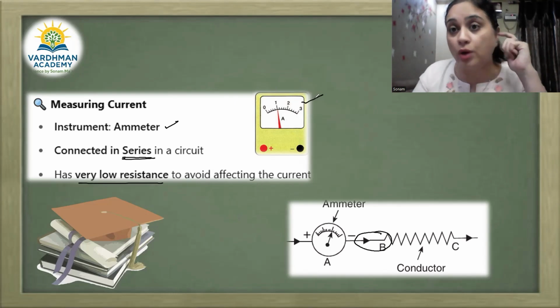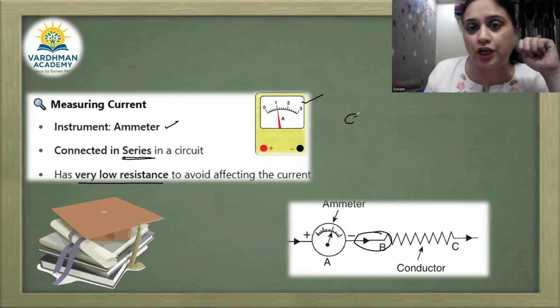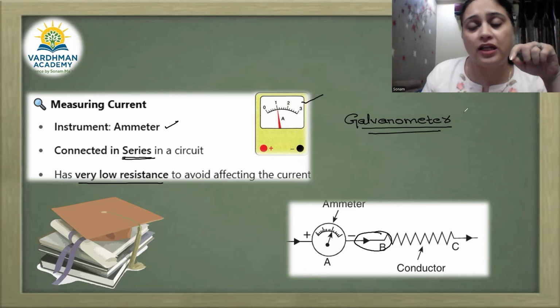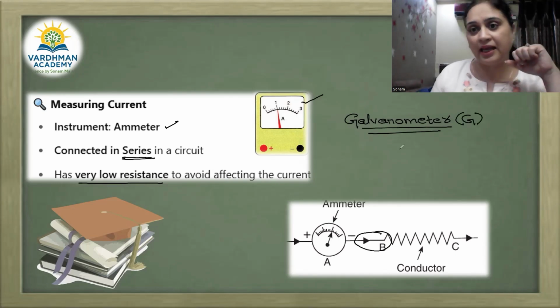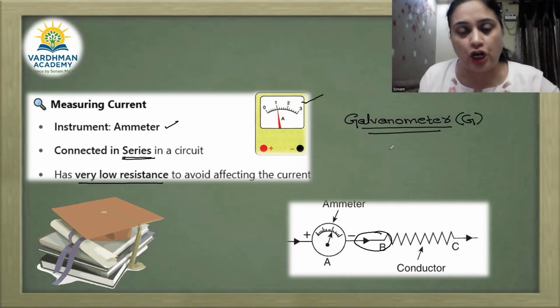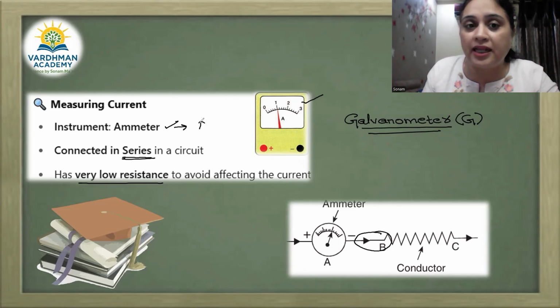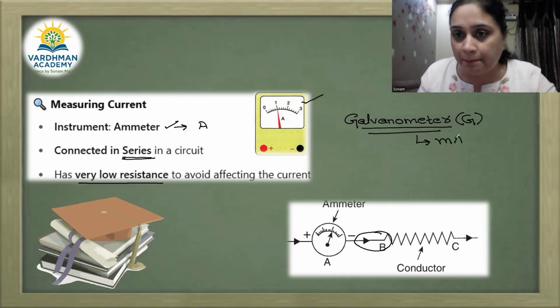Now there is one more measuring device which is used to measure the current and that device is known as galvanometer. उस डिवाइस को हम क्या बोलते हैं? We call that device galvanometer. एमीटर के लिए हम डिवाइस में हमेशा ए लगाते हैं, और गैल्वेनोमीटर के लिए हम डिवाइस में जब सिंबल बनाएंगे तो हम कैपिटल जी लगाएंगे हमेशा. अब व्हाट इज द डिफरेंस बिटवीन एमीटर एंड गैल्वेनोमीटर? एमीटर measures the current in ampere, whereas galvanometer measures the current in milliampere, where 1 milliampere is equal to 10 raised to the power minus 3 ampere.